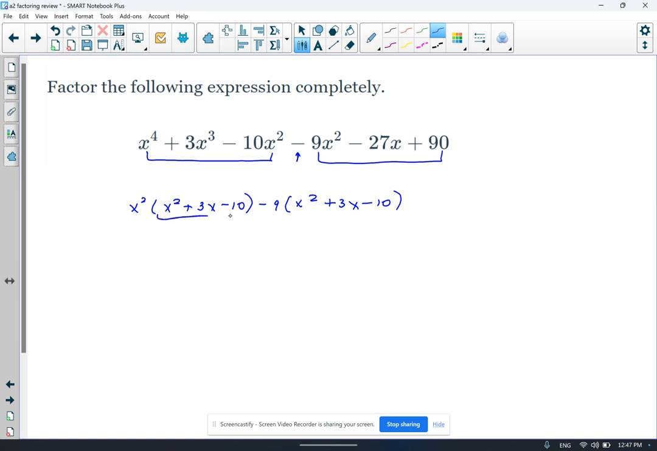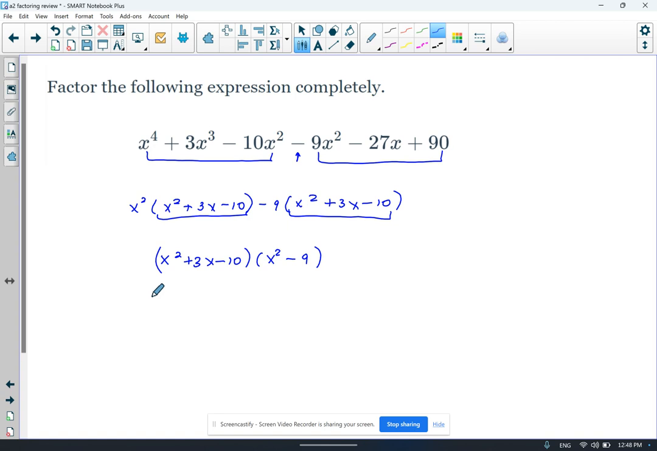And now, instead of having a common binomial, I have a common trinomial, so I'm going to factor that out. Notice I put parentheses around it. That's the grammar of Algebra 2. Okay, and I am left with, once I factor that out, this expression divided by that trinomial is x squared. This expression divided by that trinomial is minus 9.